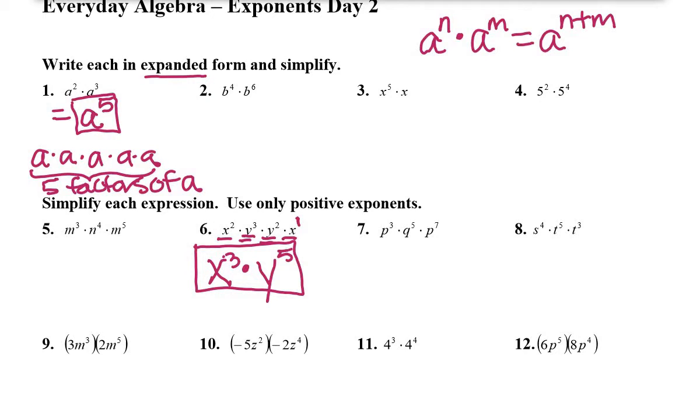So we can also combine the numbers or the coefficients separately from the variables. So I can do -5 times -2 separately, and then I can do z squared times z to the fourth. -5 times -2 is positive 10, and z squared times z to the fourth is z to the sixth.